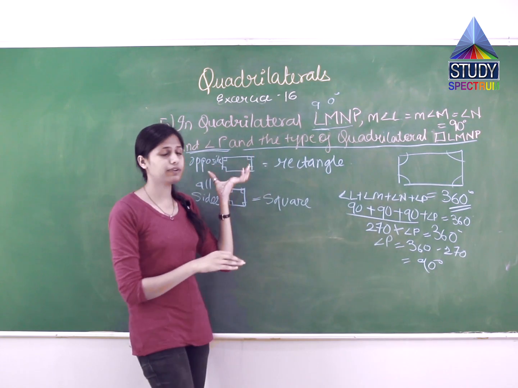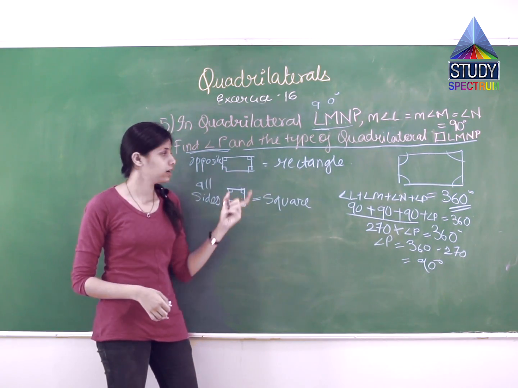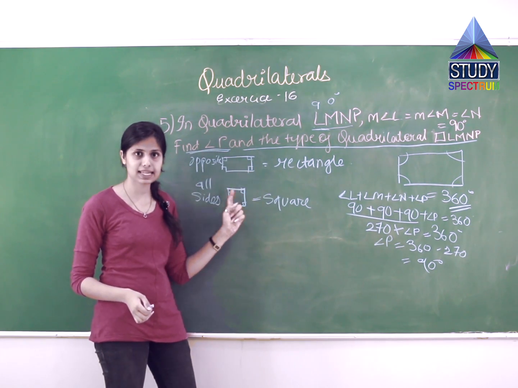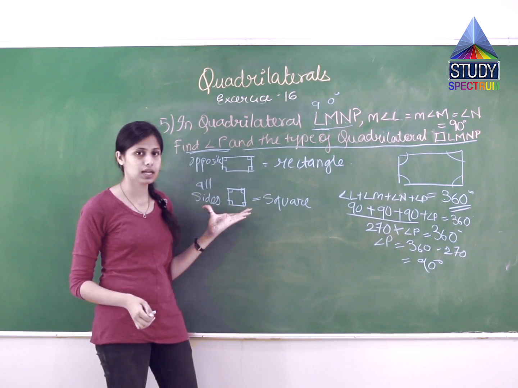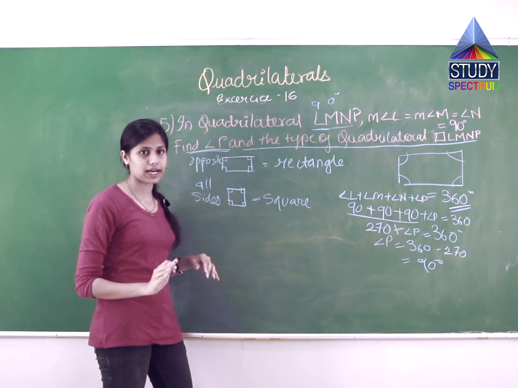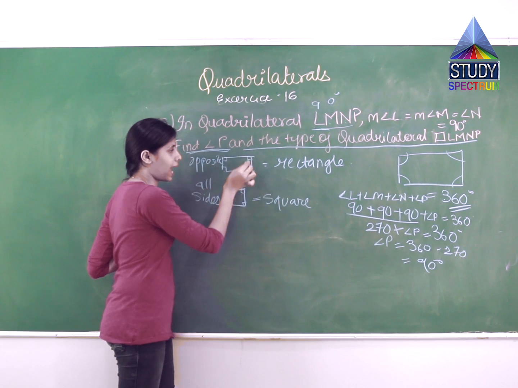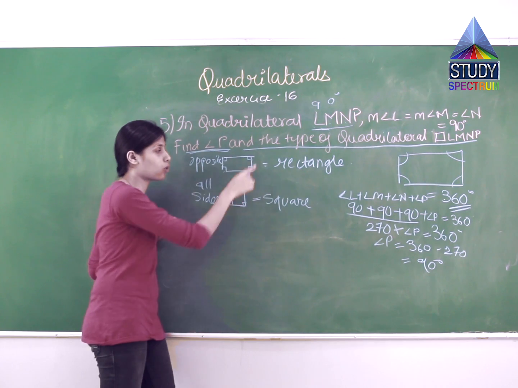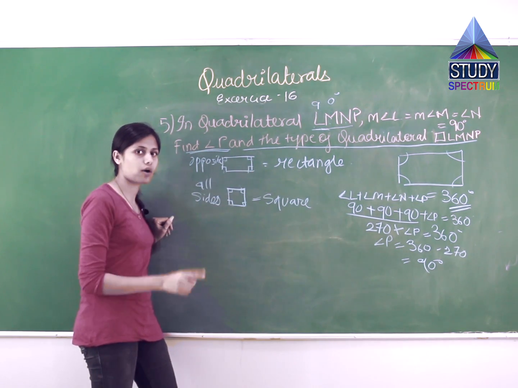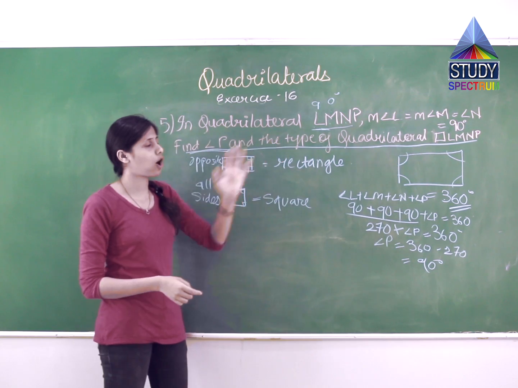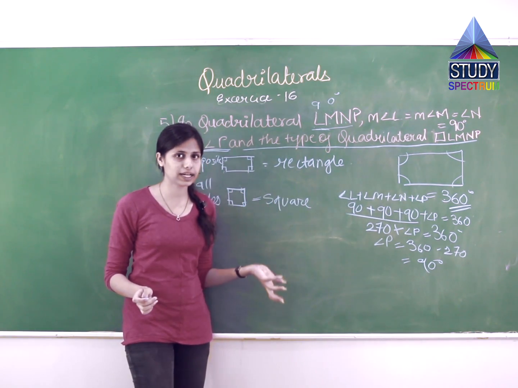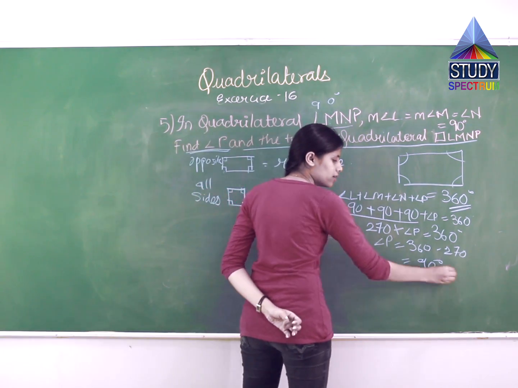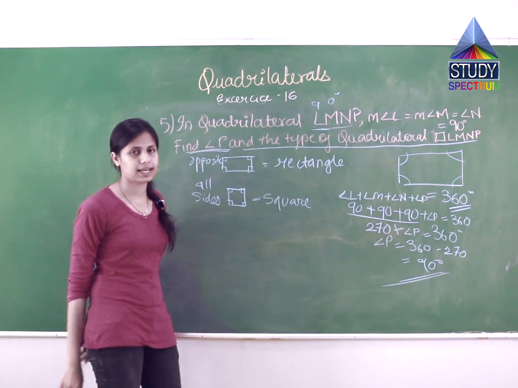But they have not mentioned anything, so you have to write both rectangle and square, because both these quadrilaterals have all the angles as 90 degree. See, the main difference between a rectangle and a square is that in a rectangle the lengths are longer than the breadths, whereas in a square all the sides are equal. So this is the only main difference, nothing else. So the answer would be rectangle as well as a square, because both have all the angles of 90 degree. And the measure of angle P is 90 degree. So you have to write your answer like this.